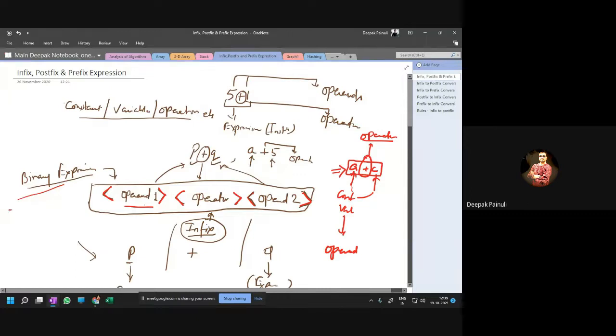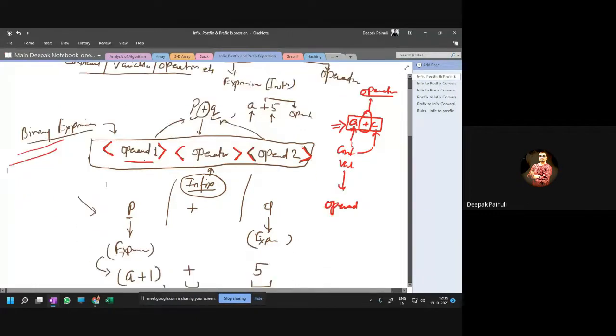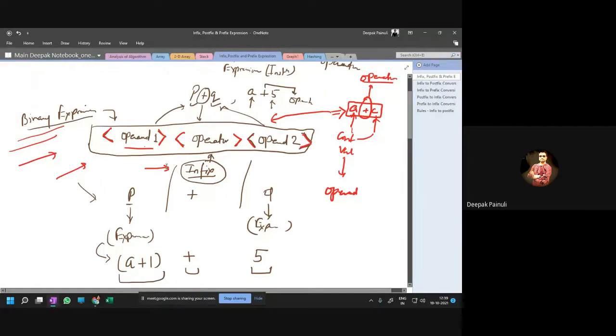So in case of any binary expression, operand 1 will be there, then operator, then operand 2, and we are going to calculate this statement. This pattern, where two operands are there and one operator comes between the two operands, is called an infix expression, right?